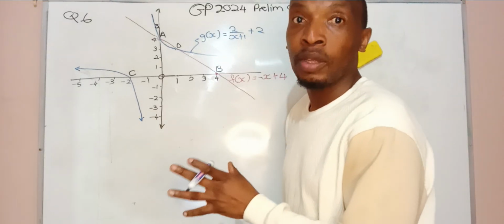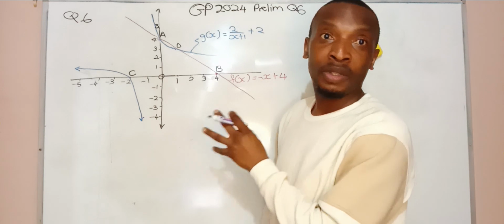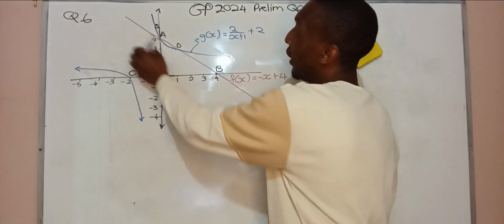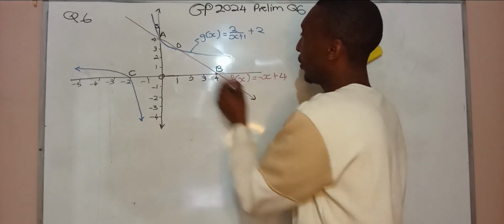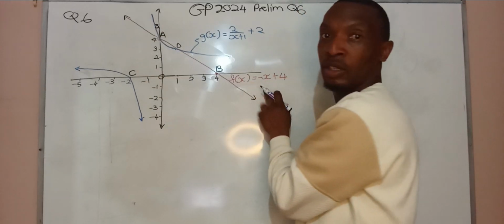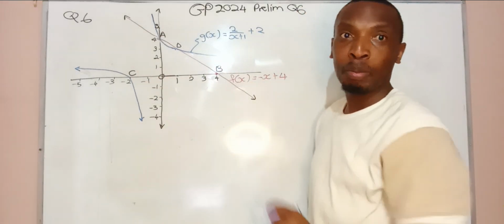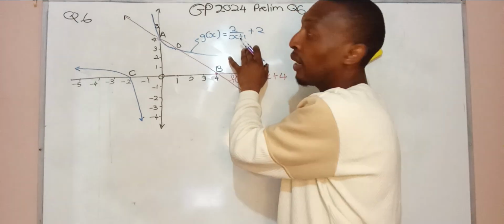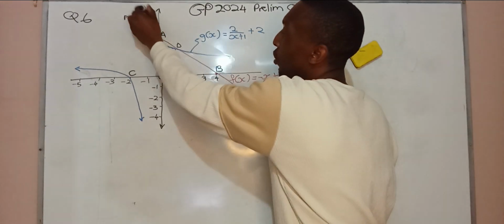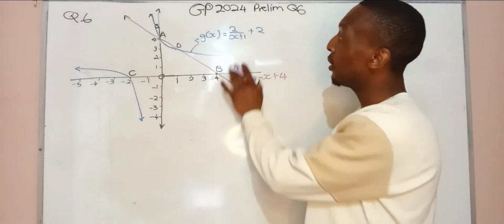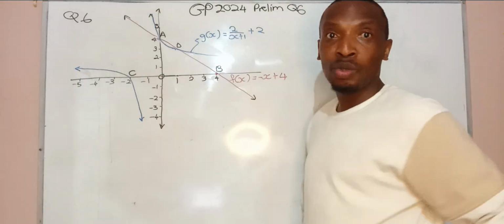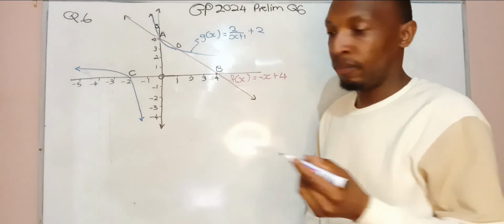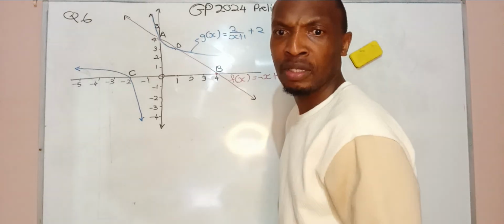All right, so they give you two graphs on the same Cartesian plane. There is a straight line, a linear function, with an equation of f of x is equal to minus x plus 4. And they also give you a hyperbola. I've drawn it in blue there for you. And its equation is g of x is equal to 2 over x plus 1 plus 2. Right, so let's answer the questions then.